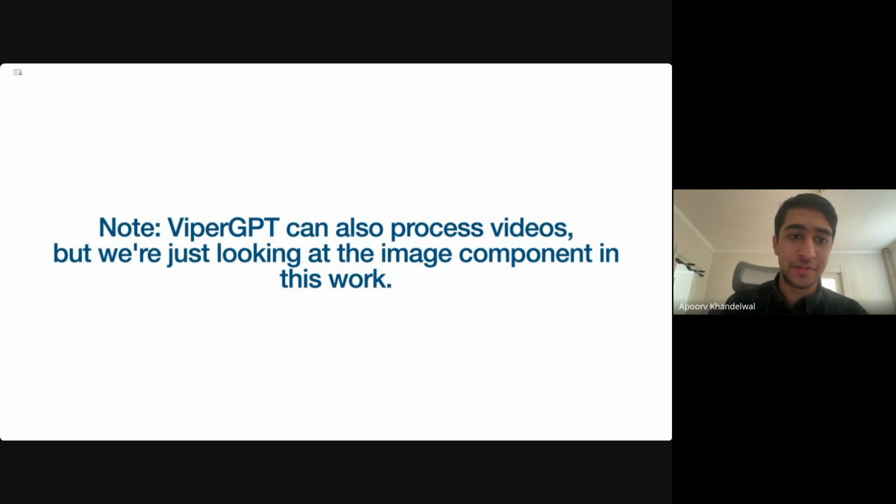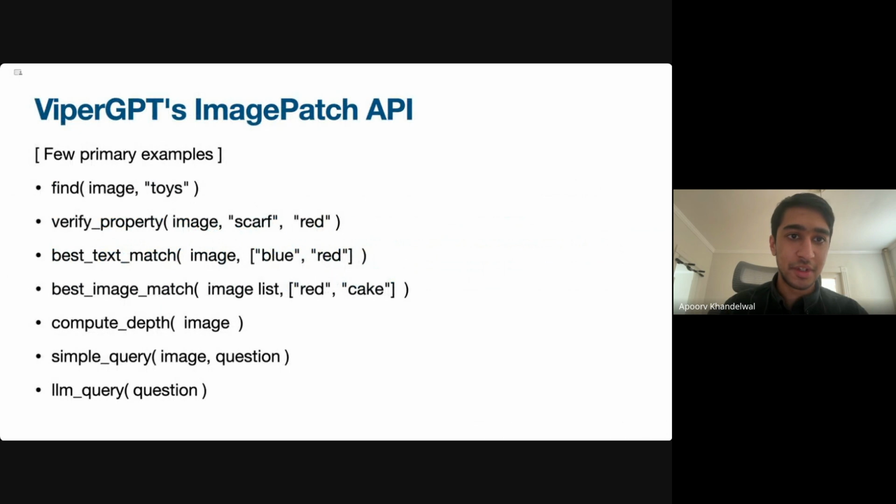ViperGPT can also process videos, but in our work, we're just looking at the image component for now. Maybe future work can also analyze the video processing component. And so let's break down a little more about how it works. ViperGPT has an image patch API. So this is specifically a prompt I'm showing you. This is what is given to the language model to help it decompose the questions into code.